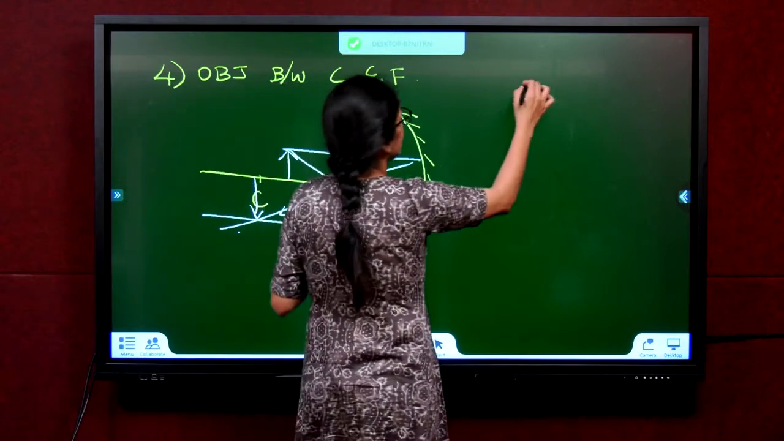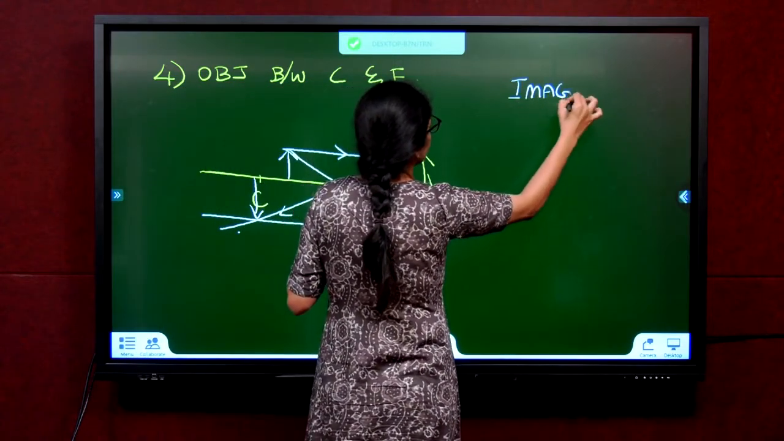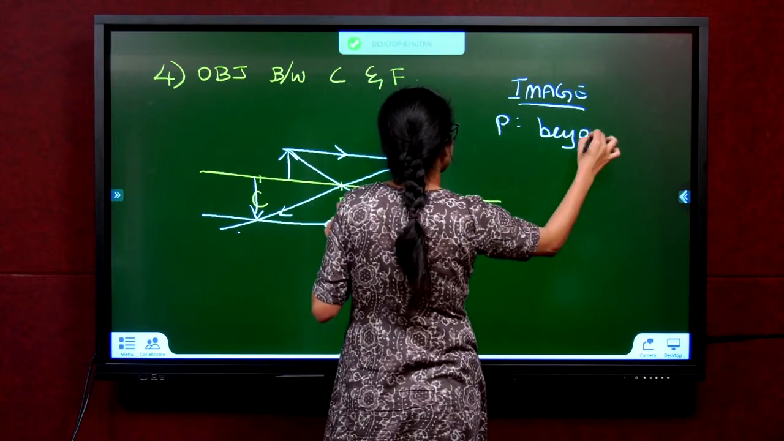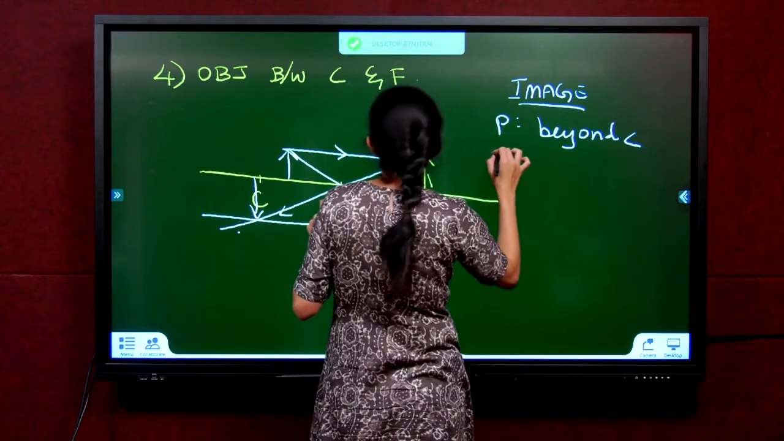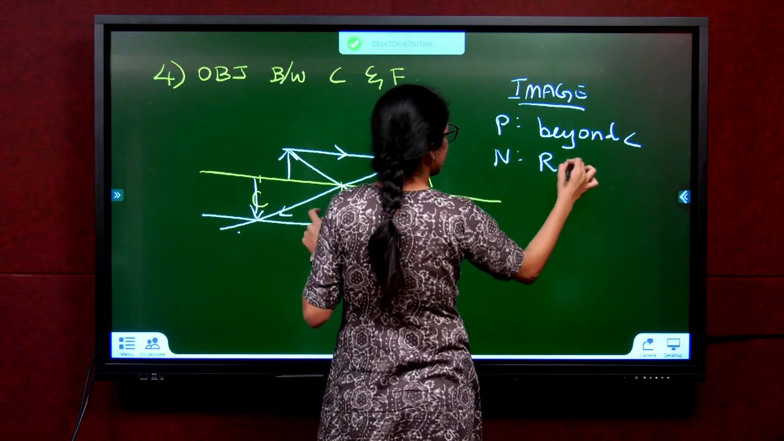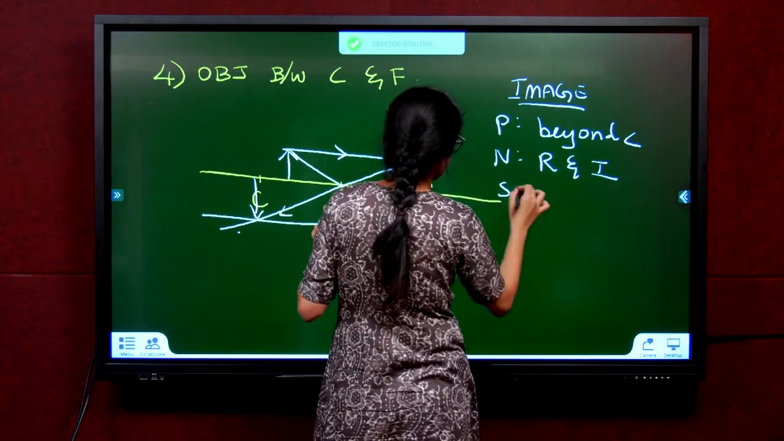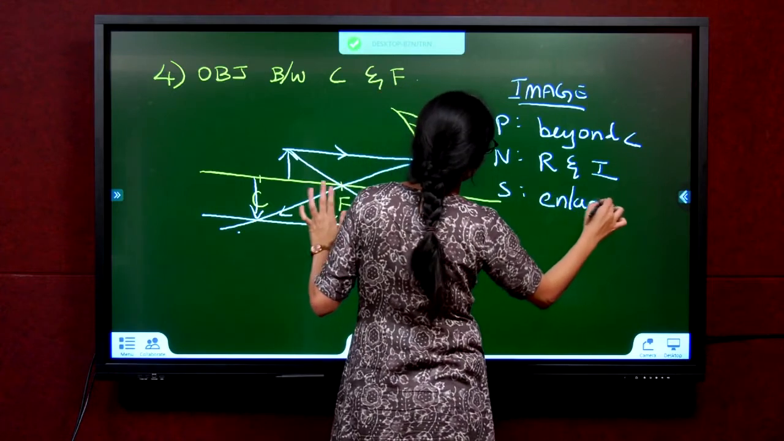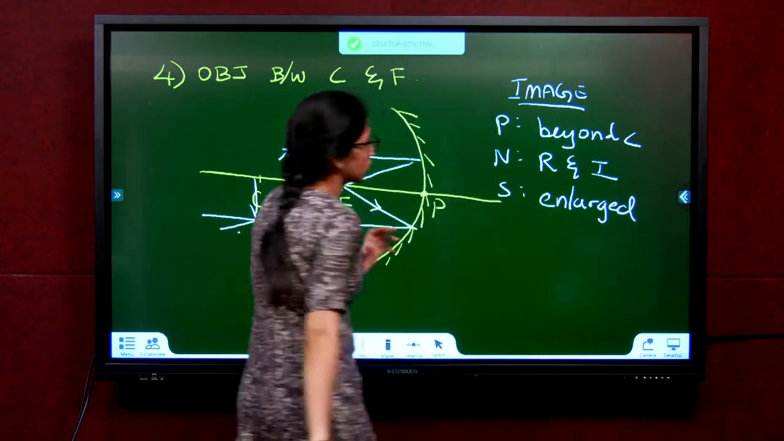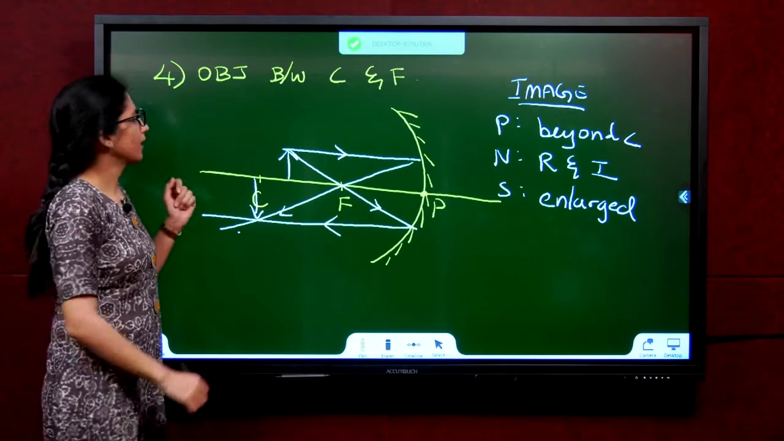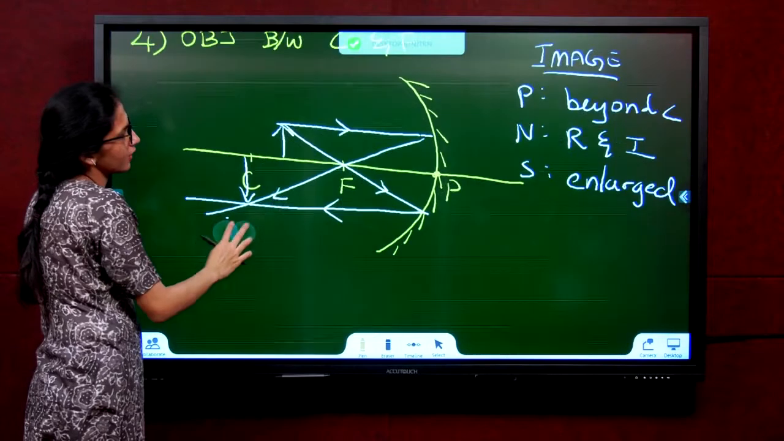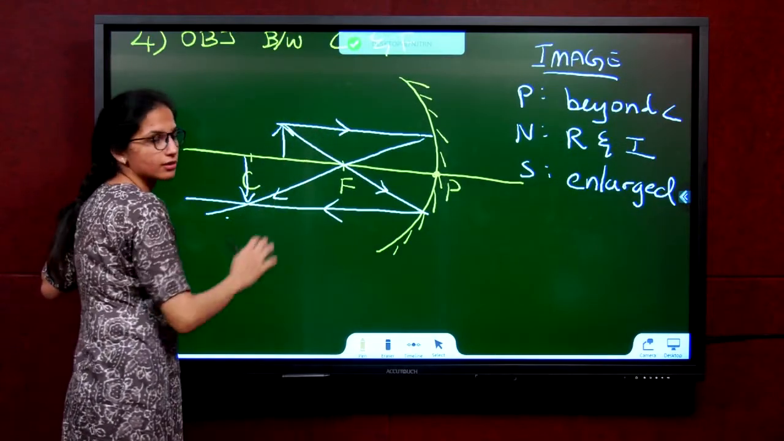So what happened to the image? First one, write down position: beyond C. Nature, real and inverted. Size, it's enlarged. Is it highly enlarged? No, it is just enlarged. It's become bigger. It's not very big. Okay, now this moves on to case 5. What is case 5? You finish this. Now you have to go to focus.